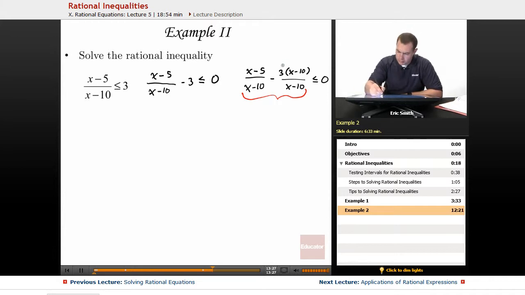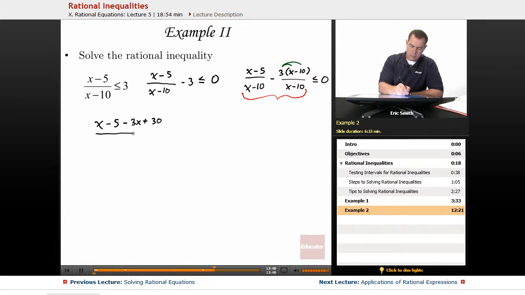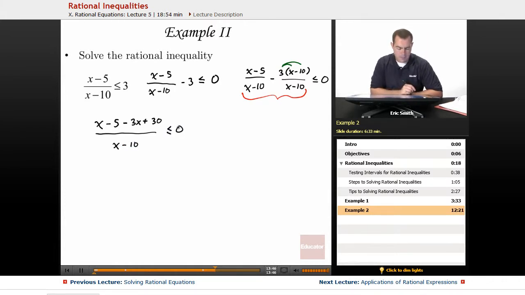I think we can even do a little bit of work. Let's go ahead and distribute this negative 3 as long as we have it there. So x minus 5 minus 3x plus 30 all over x minus 10. We want to know where is it less than or equal to 0. Okay, just a few things that we can combine. We'll go ahead and do so.